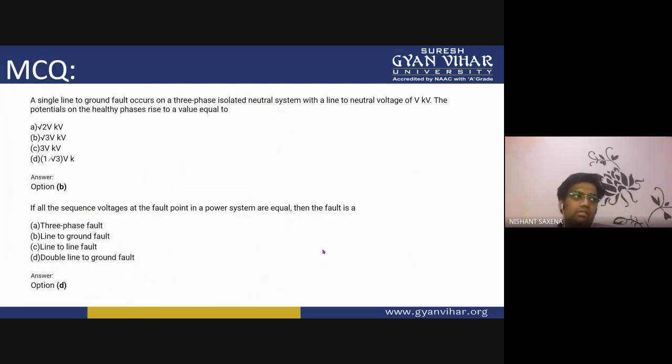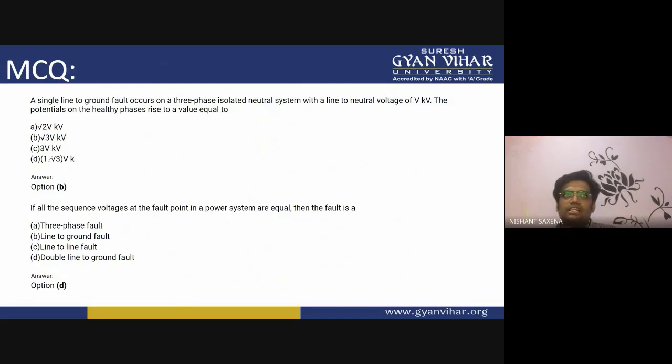Now let's do some MCQs. Look at questions number 1 and 2. A single line to ground fault occurs on a three-phase isolated neutral system with the line to neutral voltage of V kilovolts. The potentials of the healthy phases rise to a value equal to?